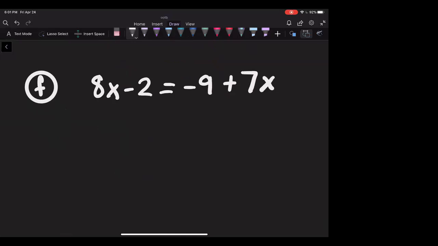Okay, remember step number 1, moving the smaller x to the bigger x, right? So, which one's bigger? 8x or 7x? 8x. So what are we going to do with this 7x? Are we going to add it or subtract it? You're going to subtract it because it's adding right now. Do you see how it's adding? Mm-hmm. So we're going to do the opposite, which is subtraction.